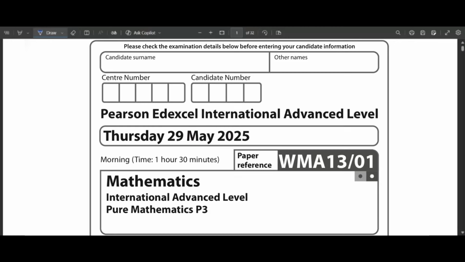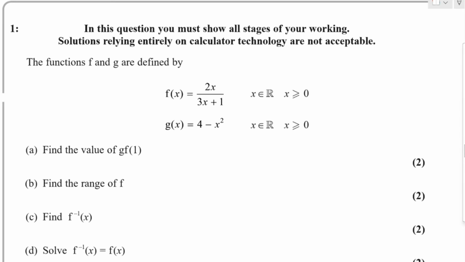Today we'll be discussing the most recent Edexcel International A-Level Pure Mathematics-3 May 2025 question paper. So without wasting any time, let's just dive right in. So here is our question number 1.